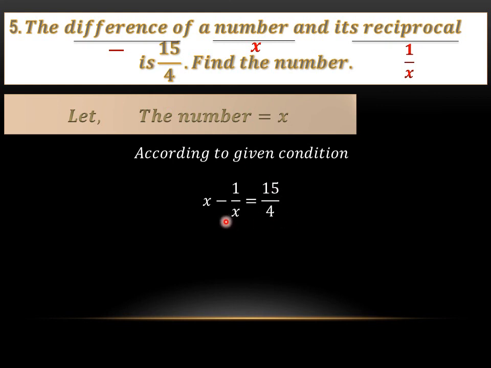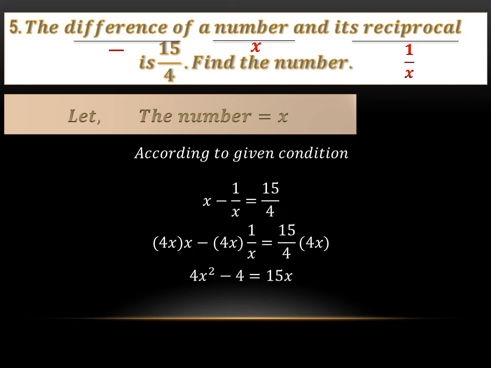We have 4 and x in the denominators, so we will multiply both the sides with 4x. 4x into x minus 4x into 1 over x equals to 4x into 15 by 4. 4x into x will become 4x square. This x and x will get cancelled and we will get the answer minus 4. Here 4 and 4 will get cancelled and we will have 15x. Arranging the equation, we will get 4x square minus 15x minus 4 equals to 0.